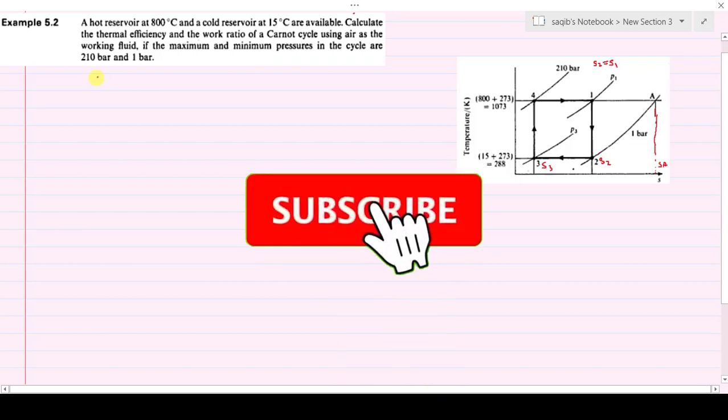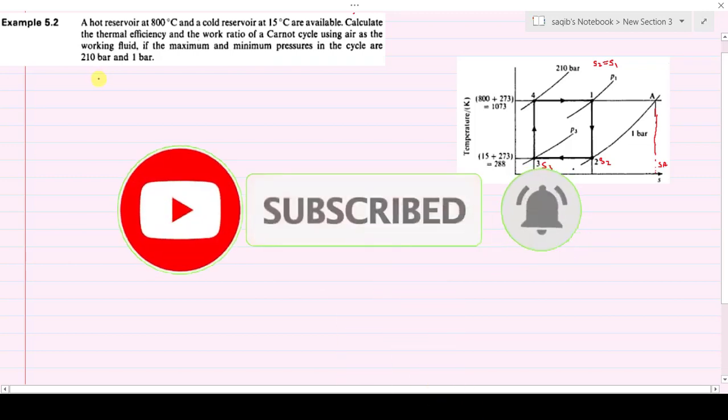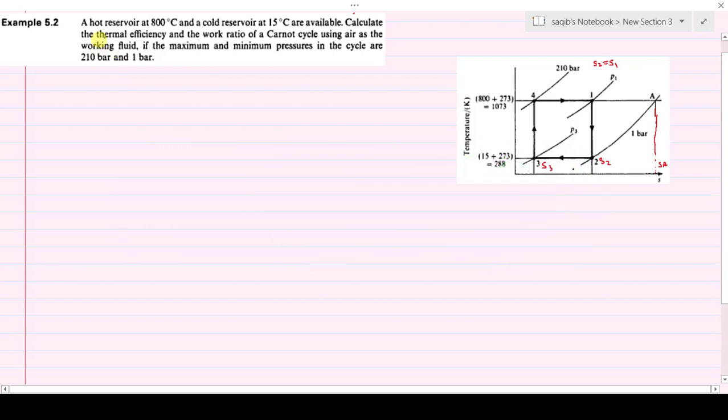Okay, dear students, today we will solve example 5.2 from the book McConkey and T.D. So here is the hot reservoir at 800 centigrade. We have converted that 800 centigrade into Kelvin, that is 1073 Kelvin. And a cool reservoir, that is 15 centigrade, is available. Calculate the thermal efficiency and the work ratio of the Carnot cycle.